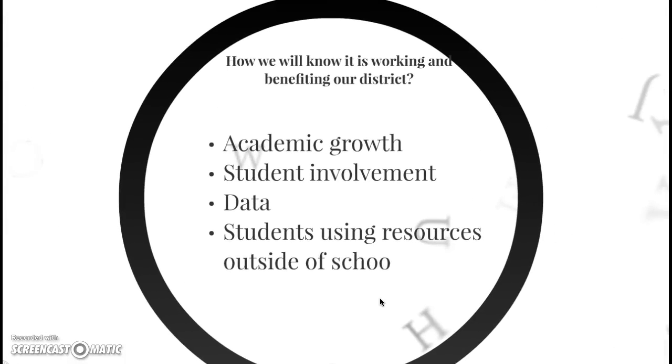How will we know it's working and benefiting our district? Academic growth: we can compare how the students did before the one-to-one technology or mobile learning to when they were using it. Student involvement: how are students involved and participating in the class or at home? Data: we can look at what students were turning in before and what they are turning in now. Academically, how are they doing? Students using the resources outside of school.